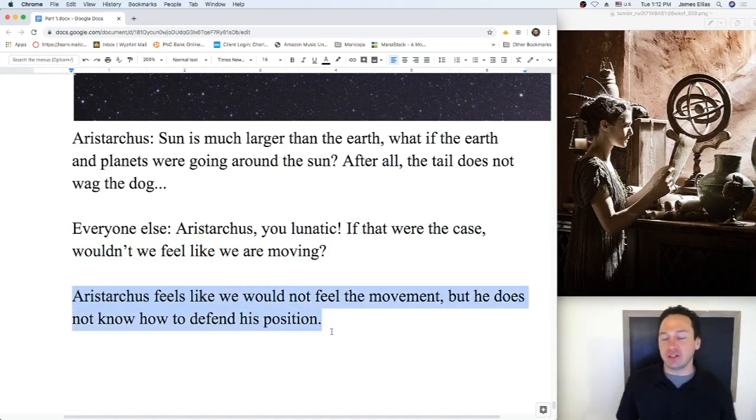What I'm guessing Aristarchus would have done is he probably would have stuck to this by saying, I feel like we wouldn't feel the movement somehow, but he wouldn't have been able to give any way of arguing for this. He would just say, it seems like we wouldn't feel the movement because it's consistent movement. But people would just say, no, that doesn't make sense. You feel movement, Aristarchus. And so, again, we're going to see that a deeper understanding of motion is going to be required for our understanding of the heavens to evolve.